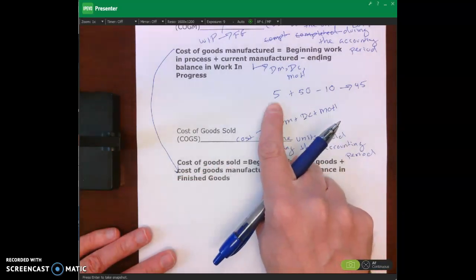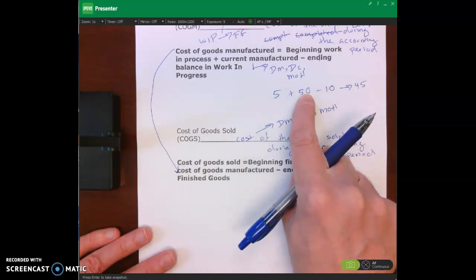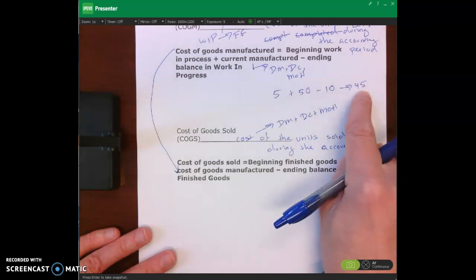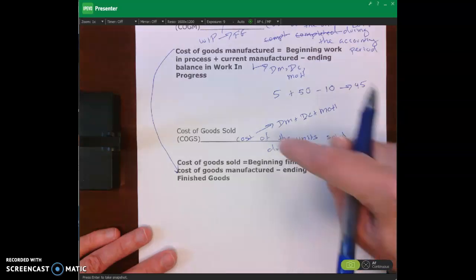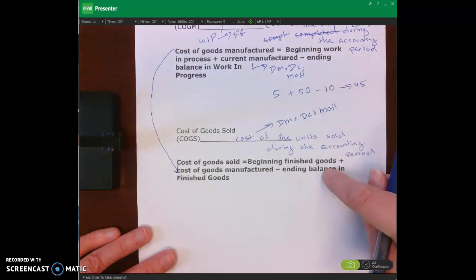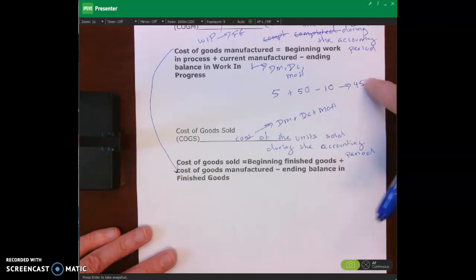You're going to go out with your friends. You have $5 to start the night. You withdrew another $50. The next morning, you look down in your wallet. You have $10 left over. Can you tell me how much you spent? Yes, $45. Beginning, ATM, ending left over, how much you spent.